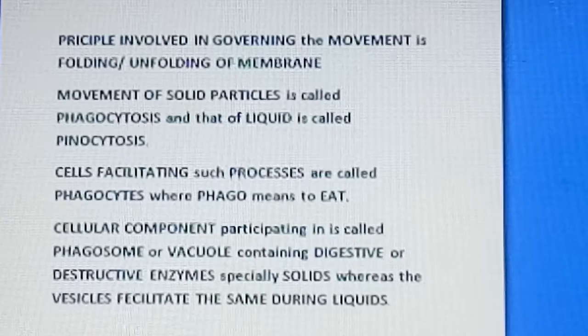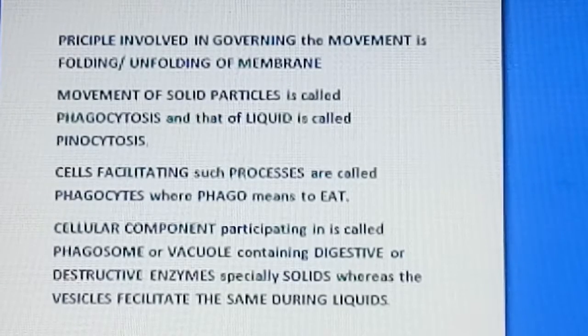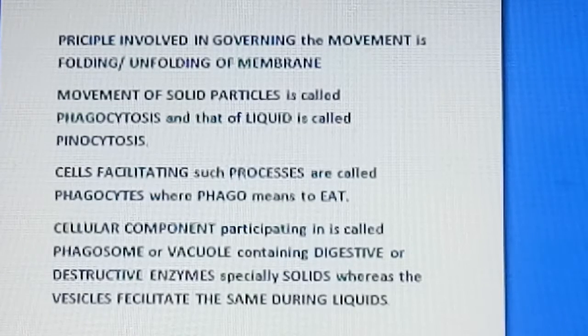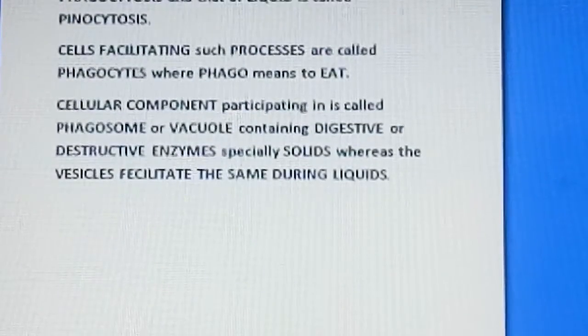So number one, endocytosis, exocytosis, phagocytosis, pinocytosis, and then the phagosomes, that is, vacuoles or vesicles. So this is regarding the overall movement of material by the process of endocytosis. This is also one of the principles governed by the plasma membrane, facilitating the movement of particles from outside of the cell to the inside of the cell.